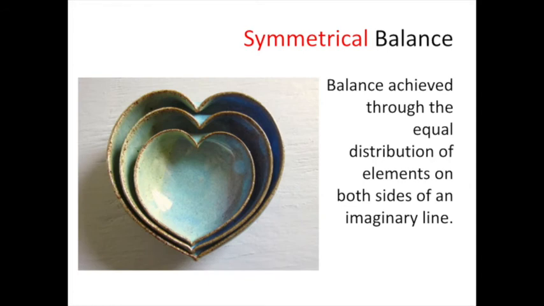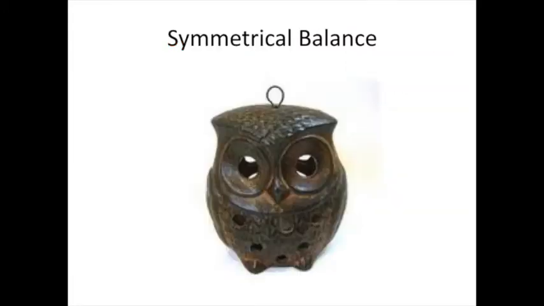Considering that, symmetrical balance is actually balance that's achieved through the equal distribution of elements on both sides of an imaginary line. So if we cut this project straight down the middle, you're going to see that both sides are going to mirror each other. That is symmetrical balance. The natural world gives us a lot of symmetrical balance because animals and the human face both have basically a mirror of themselves. So this owl here, if you cut it straight down the center, would have two eyes and it would have two wings.